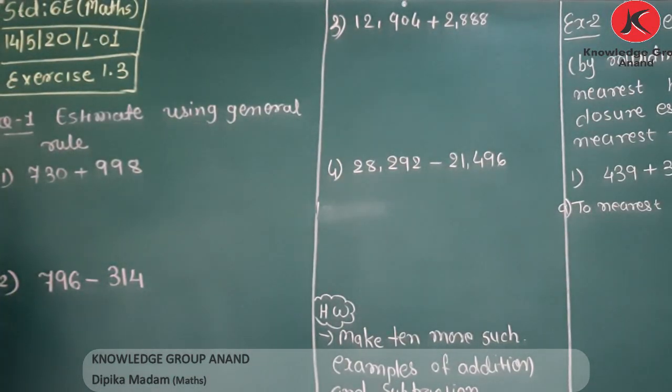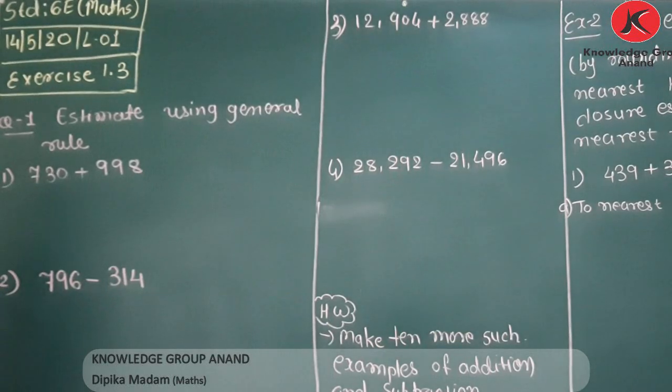For 100 estimation, you need to check the last 2 digits, and if it is 1000 estimation, then you need to check the last 3 digits. Okay. Now you will also learn some examples related to 100, tens and 1000 estimation. Today we will start exercise 1.3, that is related to estimation.